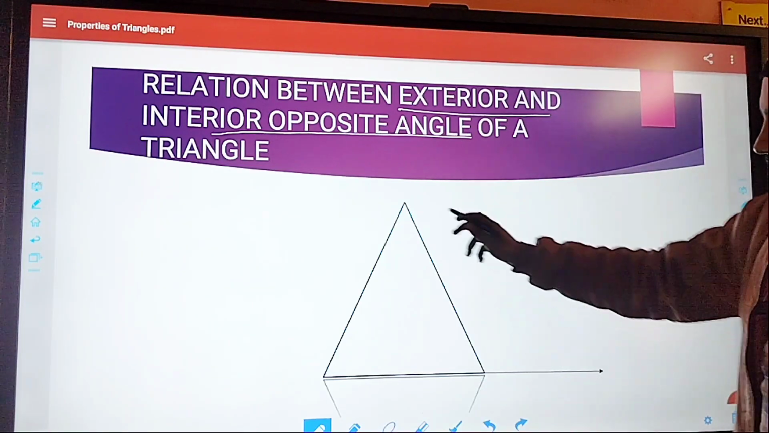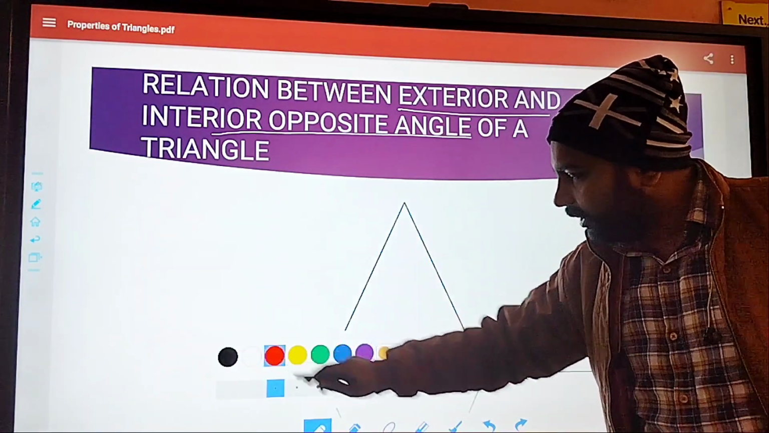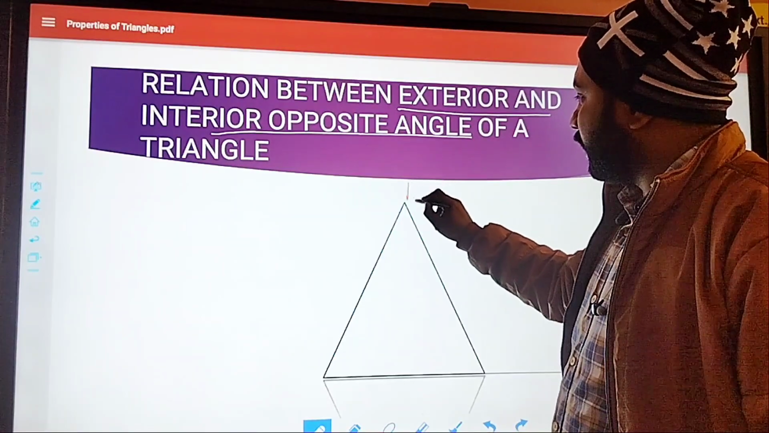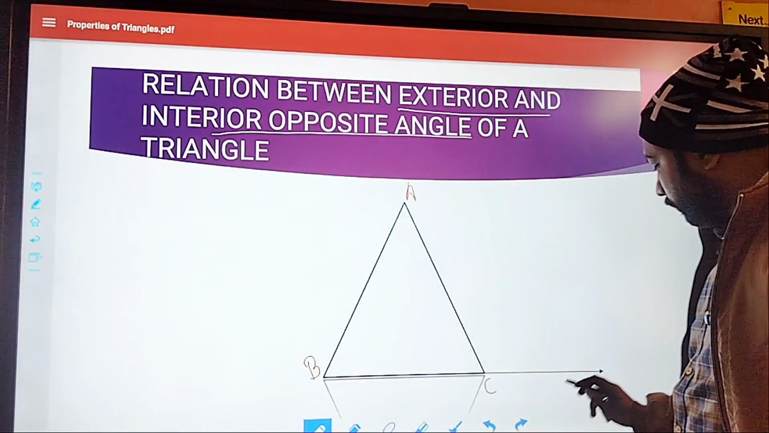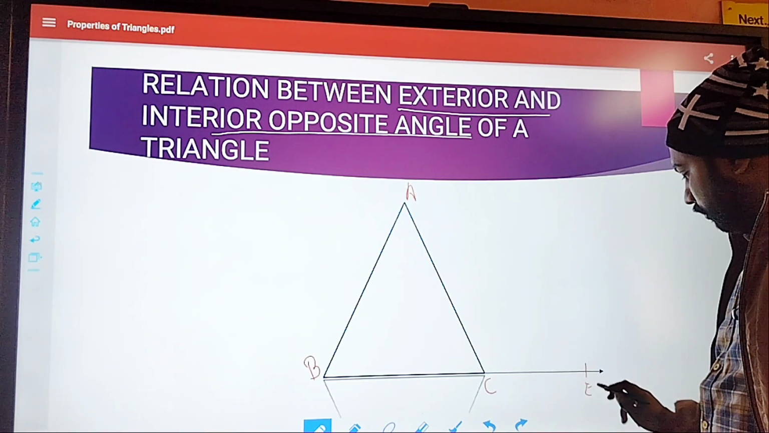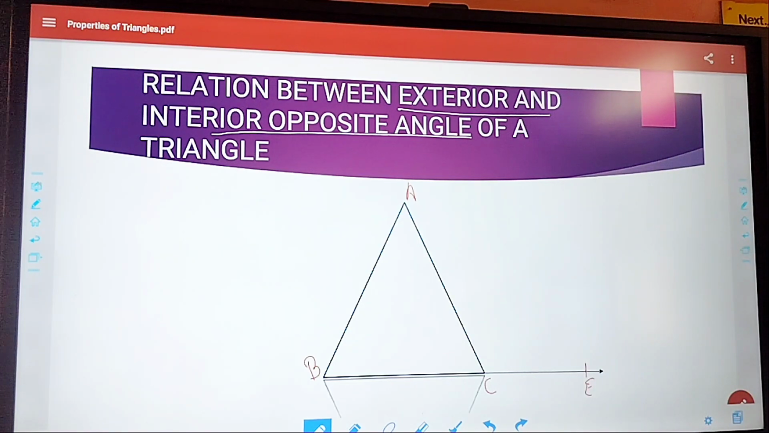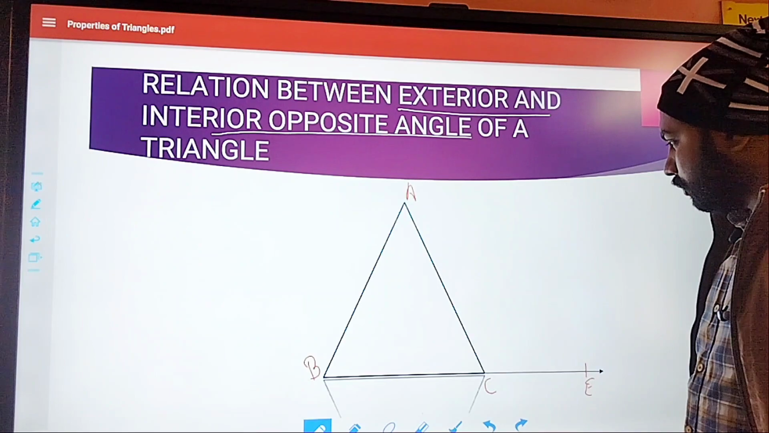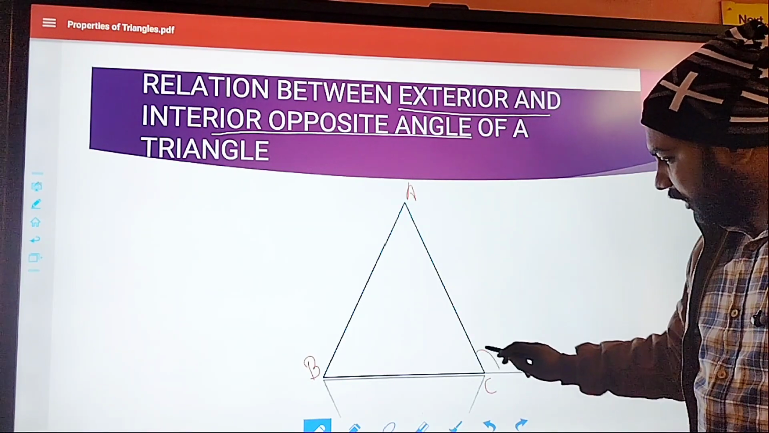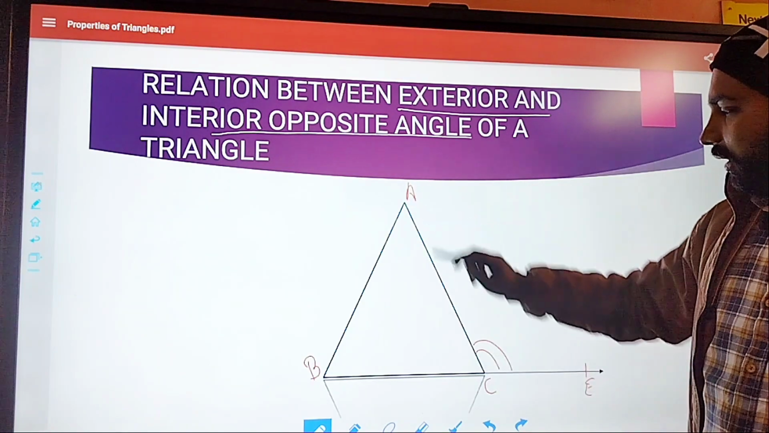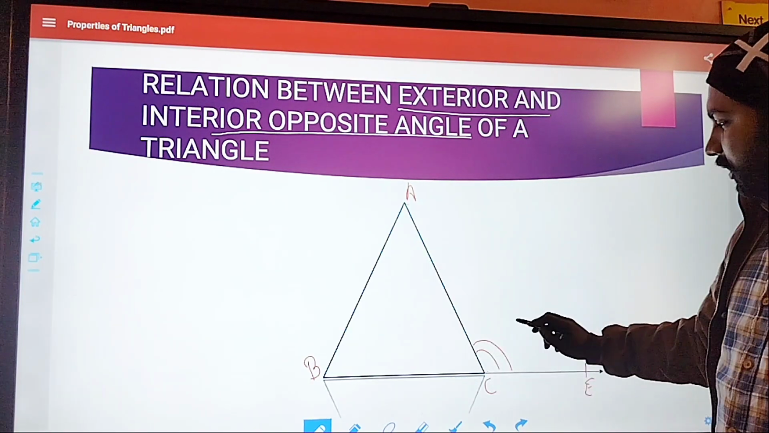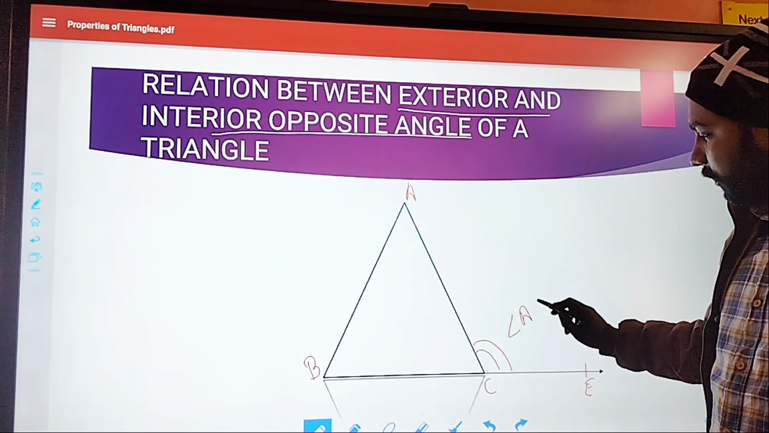As you can see, I have a triangle here. First, I will name it. I can name it as angle A, that is vertex B, and it is C. I can also give a name to this ray, that is E. Okay. Now, as you can see, we are getting an angle exterior to the triangle, that is angle ACE. This angle will be known as angle ACE.